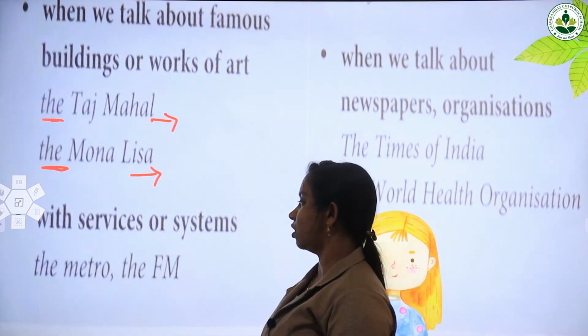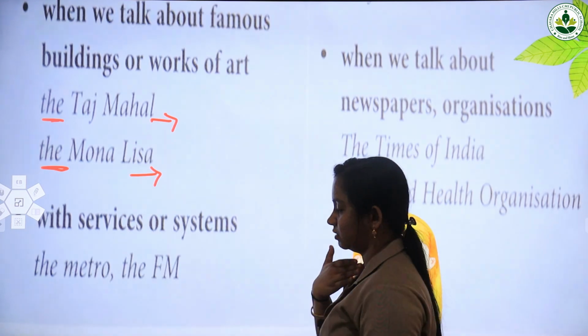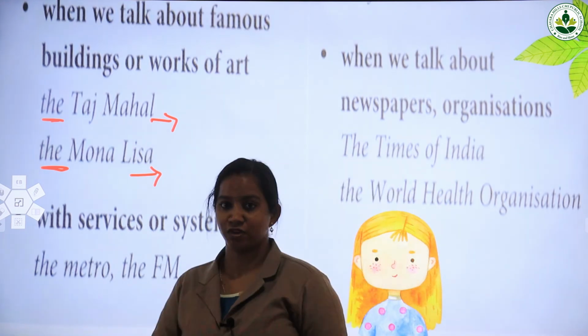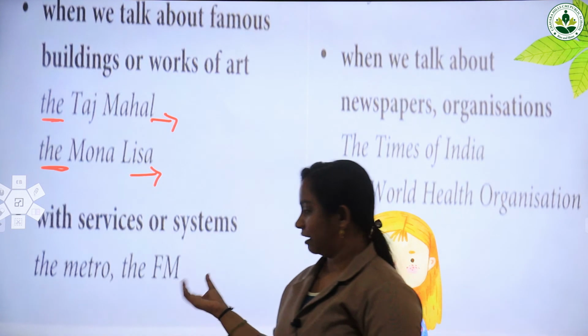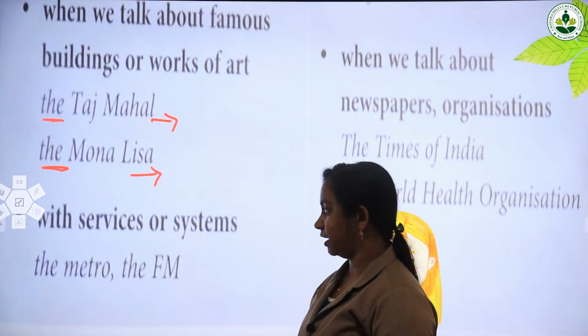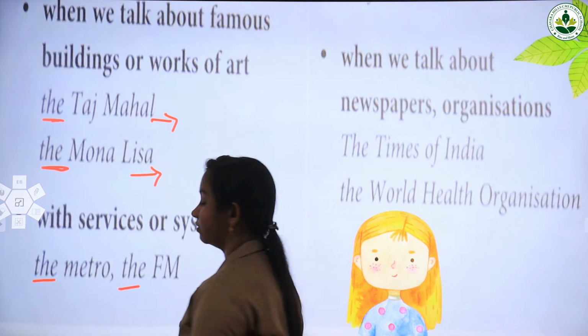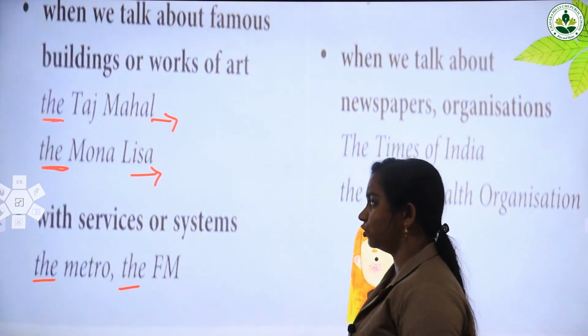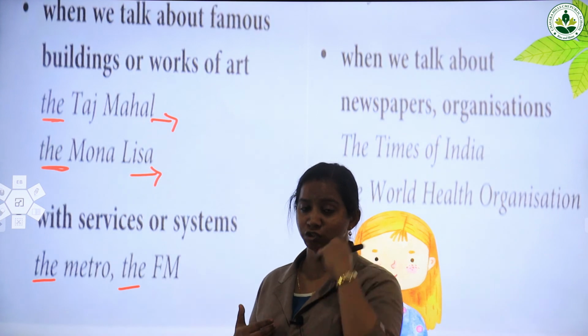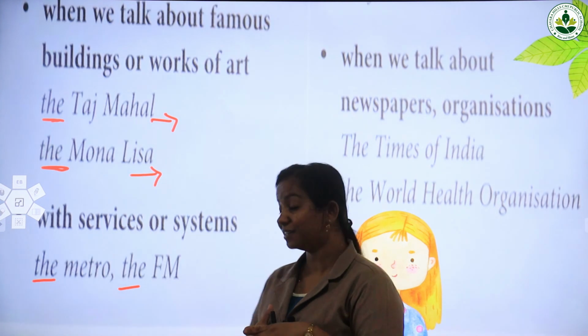With services or systems. So just see, metro. Metro is a service, right? FM is also a service, right? So we will be using "the" before services or systems. So you have to learn by heart all these situations when the article "the" is used.